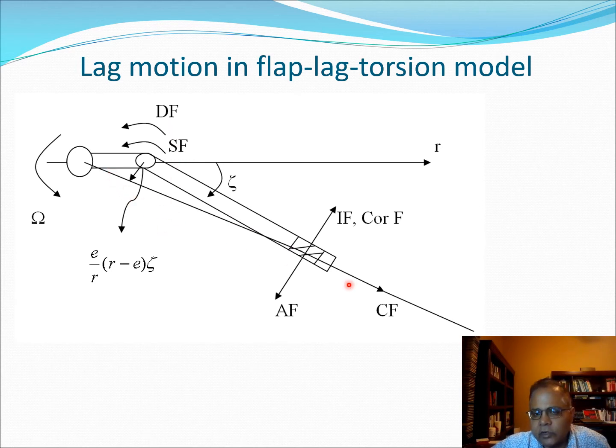Now one of the interesting things here was that the centrifugal force always had this moment arm, because some E is always going to be present, and this arm was E by R minus E zeta. Okay, E is present in the lag mode because here there is no option of making E 0. If you make it 0, then your lag frequency is only going to come from the stiffness, and that may be very low. So an E is of course required in the lag direction.